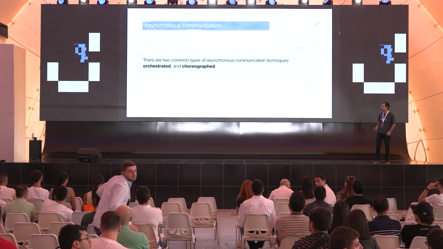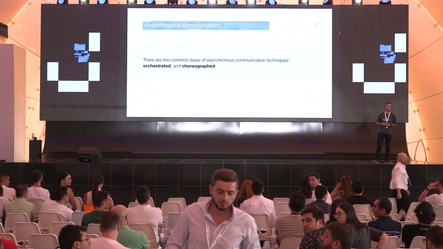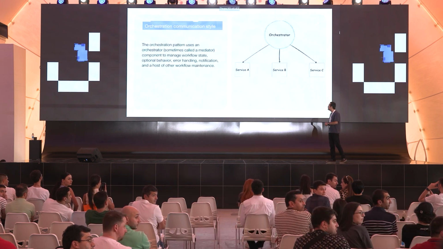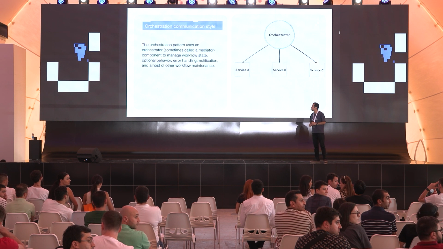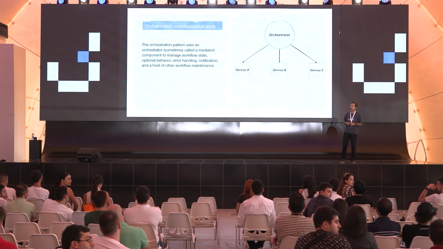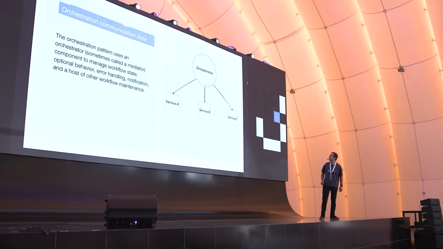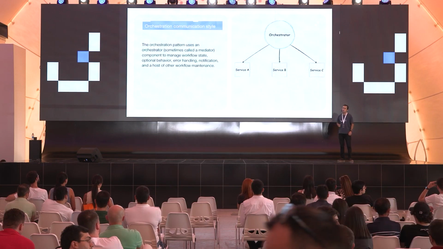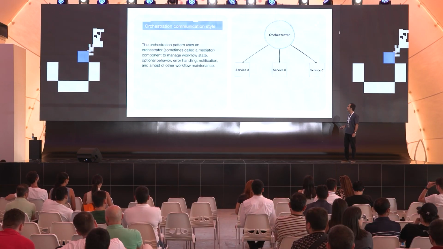There are two types of asynchronous communications: orchestrated communication and choreographed communication. Now let's talk about orchestration communication. The orchestration pattern uses an orchestrator or mediator who is responsible for maintaining the state of the workflow, error handling, notification, and a host of other workflow maintenance. Here in the picture we can see that we have service A, service B, and service C. All these services are not aware of each other. And the only service that maintains the workflow and transfers the information is the orchestrator.